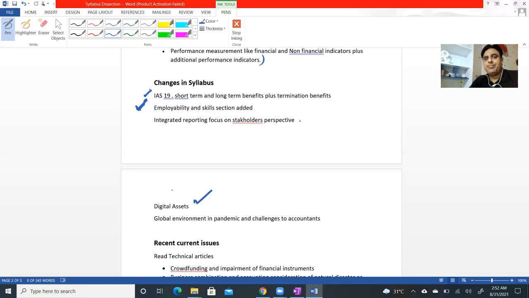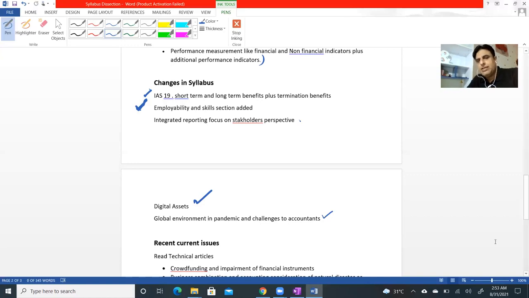Very, very important one. And the last one is the global environment in the pandemic and challenges to accountants. These are the questions you can say in the pandemic situation. Definitely this is not a normal situation. The pandemic situation is a contingency, and there is a lot of vulnerability in our accounting environment. So what are the challenges which we are facing as accountants, and what should we do? So these are the changes in the syllabus.